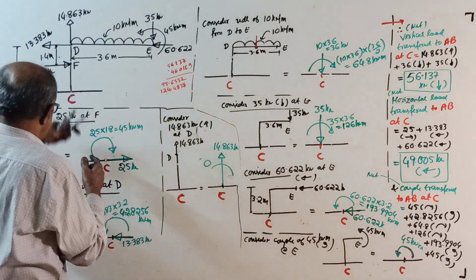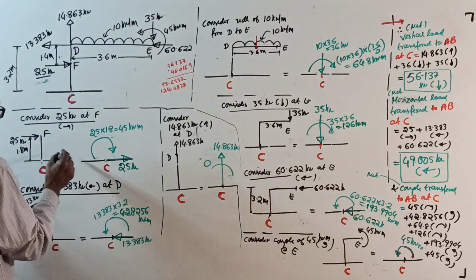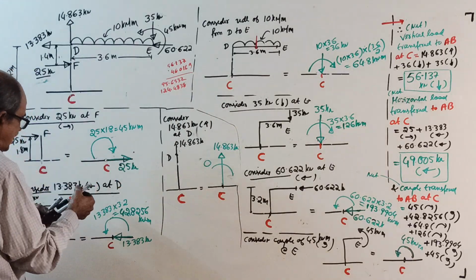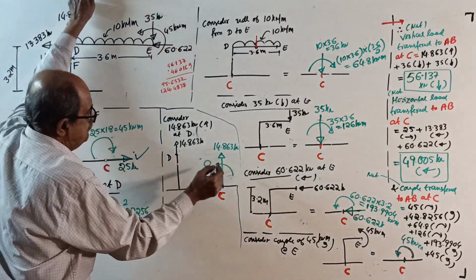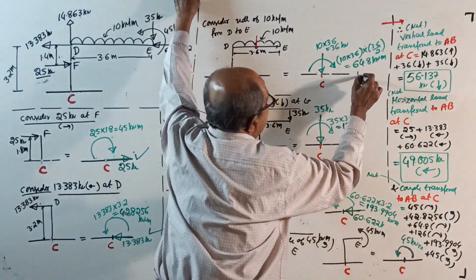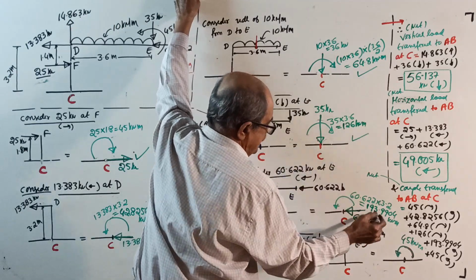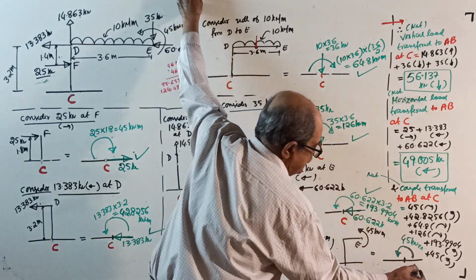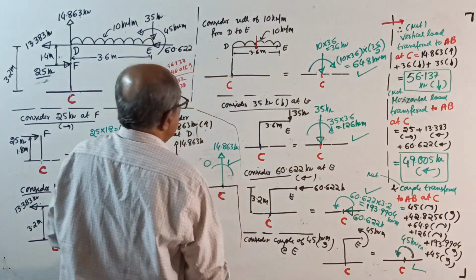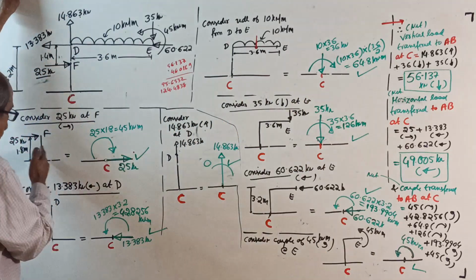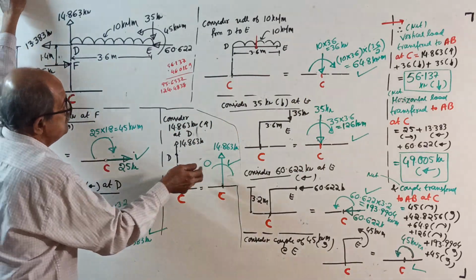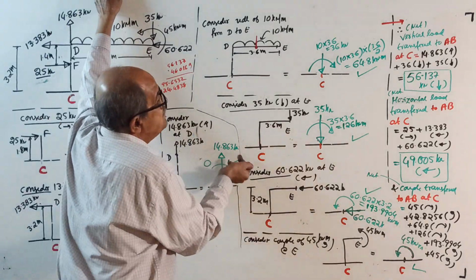Now do one thing. Do not look at the left side now. See now this one. Only the effect you have to see. This one, this one, this one, this one, this one, this one, and this one. We are calculating the vertical load; these are horizontal. 14.863 up.